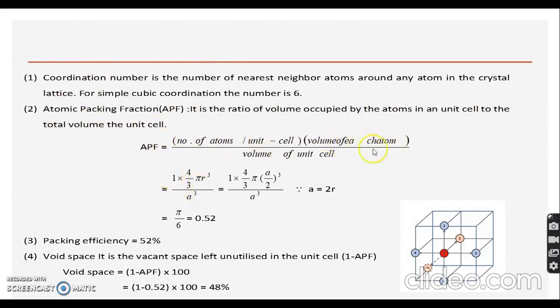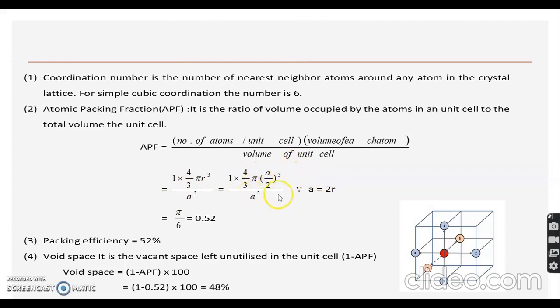Into volume of each unit cell, which is supposed to be spherical. We know the atom will be spherical, and we divide by the volume of the entire unit cell, because the cell is a into a into a, so it is a cube. So n is equal to 1 into 4 by 3 pi r cube by a cube. But r can be written as per this, because we know 2r is equal to a, or r is equal to a by 2. So we will substitute here (a by 2) whole cube divided by a cube.